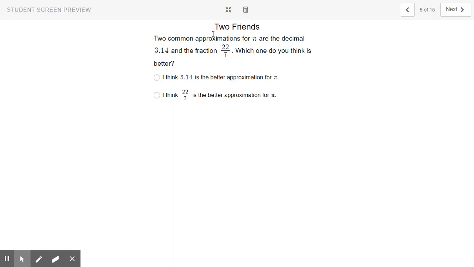All right. This is where somebody is approximating pi as a decimal, 3.14. And then another person is approximating pi as a fraction of 22/7. If any of you have forgotten, pi is a constant number. We used it in our circle unit. So which one of these is closer to what pi actually is? So go ahead and do what you think, and then we'll go from there.